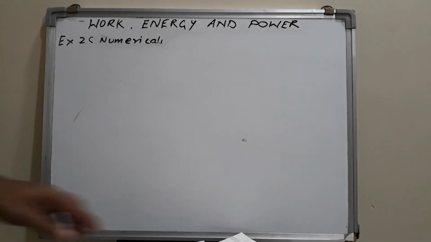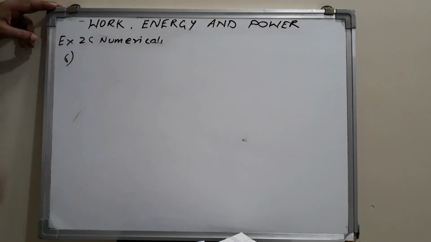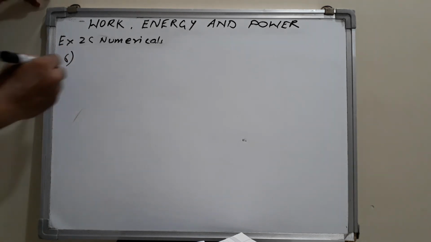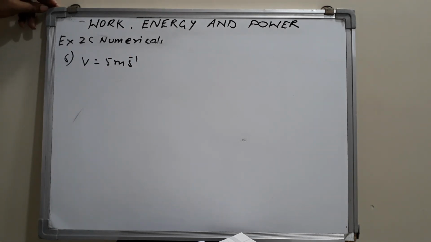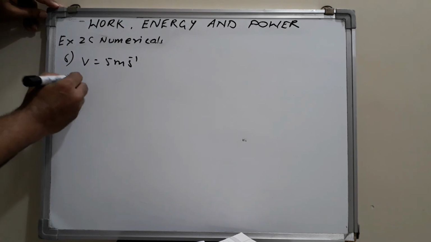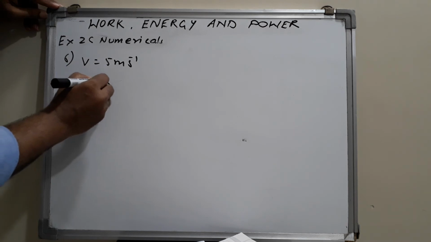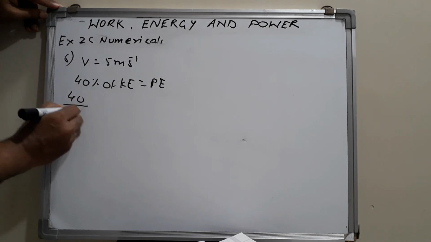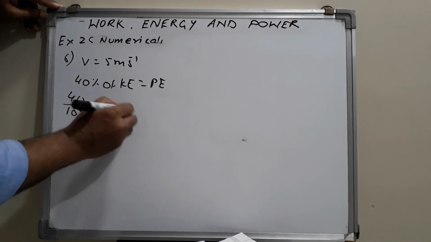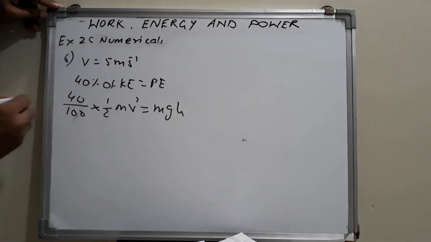We come to the last question, question number 6. It talks about a bob of a simple pendulum whose velocity is 5 meter per second in its mean position. To what maximum vertical height will it reach on reaching its extreme position if 60% of energy is lost? That means the PE will be only 40% of the KE. So 40% of KE is the PE. So 40 upon 100 into KE, which is half mv square, is equal to mgh.